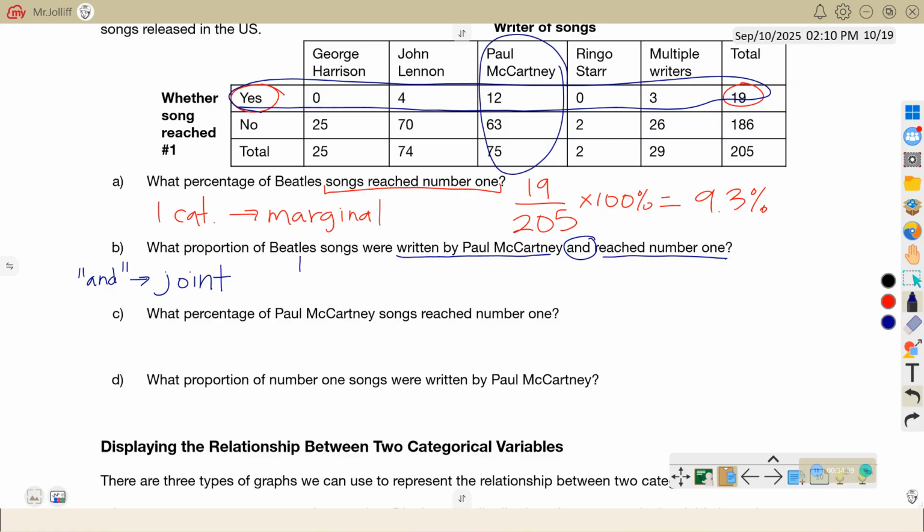Yeah. So 12 out of how many Beatles songs? Yes. Very good. This one said proportion, so I'm going to leave it as a decimal. And I got 0.059. And somebody with a calculator, again, should check my math. Good. Very good.